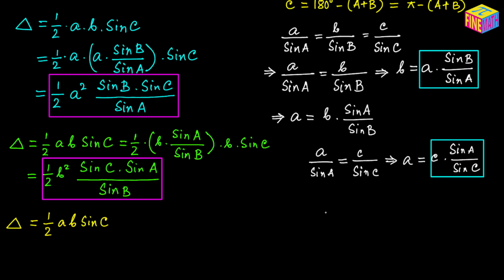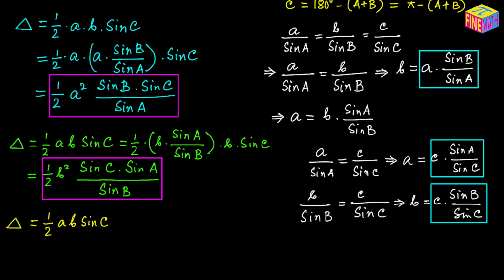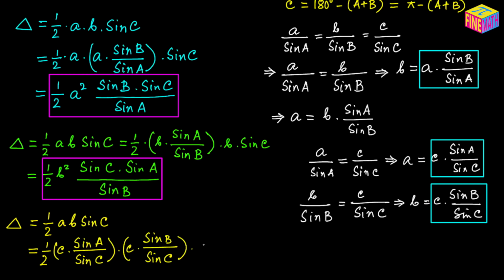Also let's try to find out B in terms of c. So for that we are going to take b over sine b is equal to c over sine c, and from here we can say then b will be equal to c times sine of b over sine of c. And let's use these two values in place of a and b on the left hand side. So here we can say then this is equal to half times, in place of a I am going to write c times sine of a over sine of c, times in place of b I am going to write c times sine of b over sine of c, times we have sine of c.